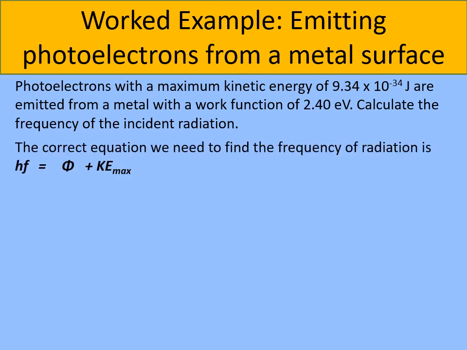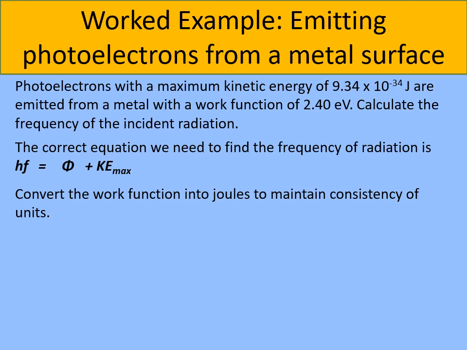Now, we need to decide what is the correct equation we need to find the frequency of radiation, and that is hf = φ + KEmax. The other thing that we need to consider is that we need to convert the work function into joules to maintain consistency of units, because we have at the moment the work function given in electron volts, but we have the kinetic energy of the photoelectrons given in joules.